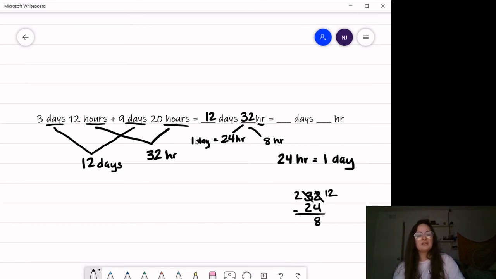So I'm going to take that day that I was able to create from 24 hours, add it onto the days I already have, which gives me 13 days, and I have 8 hours left over. So I can rename 12 days, 32 hours into 13 days, 8 hours. Always make sure you're asking yourself, can you rename those smaller units into a larger unit? Okay, so I think we are ready to move on to the next question.